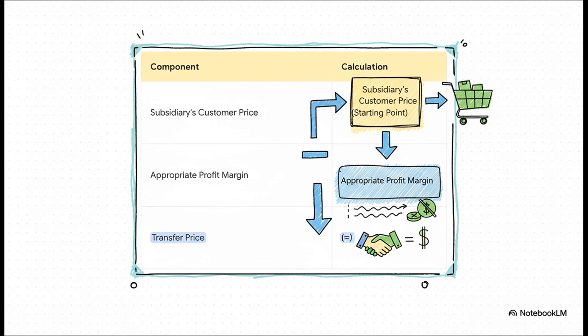And then there's the third approach, the resale price method, which kind of works backwards from the other end. This is really common for distribution companies. You start with the price your subsidiary charges its final outside customer. Then you subtract a fair profit margin for that subsidiary, enough to cover its own costs and make a reasonable profit. What's left over? Well, that's your arm's length transfer price.